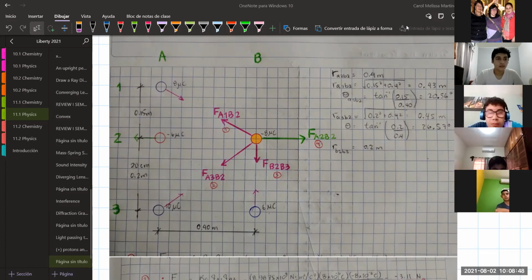Okay, so the instruction was that you had to get the resultant in the particle B2. Not the particle, the charge B2, which is this one. Okay?